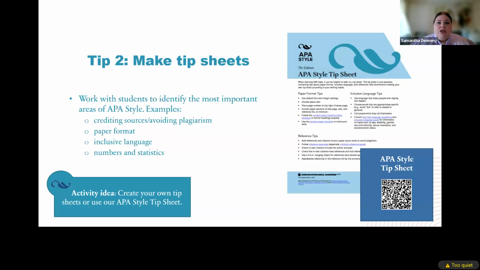We know that you love seeing our examples, so we made a tip sheet appropriate for a beginner audience, covering paper format, inclusive language, and references. You can access it on our website on the instructional aids page or by visiting the QR code on your screen. And just a reminder, if you do have any trouble with the QR code, all of the resources that we're talking about today will be sent to you by email.